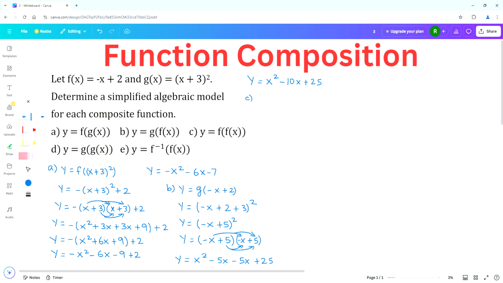Now we can answer part C. y = f(f(x)). The first step is to replace f(x) with the given function -x + 2. Now we have to find f(-x + 2). We should use the given function f(x) = -x + 2. We should replace x with -x + 2 in this function.